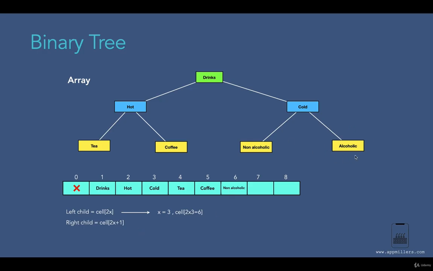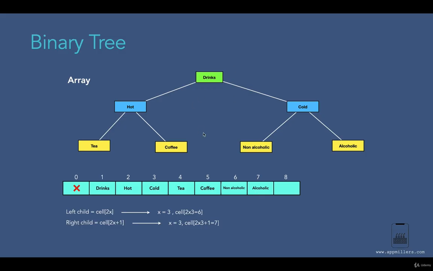Then we are going to calculate the index of right child. So in this case, right child is alcoholic. So this means that we are going to take right child's parent's index, which is cold, which is located at the index of 3, multiplied by 2 and plus 2. So in this case, if we do this calculation, we are getting 7. So this means that this child over here will be located at the index of 7 in this case.